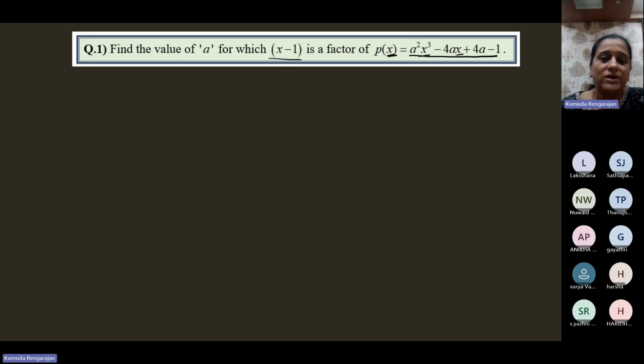What else is given? x minus 1 is a factor of this cubic polynomial. With this information, we need to find the value of a. We can see a here, a here, a here. So we are given a cubic polynomial, one of whose factors is x minus 1. We know a cubic polynomial can have a maximum of 3 factors. One of the 3 factors is given to you, and with the help of this, you need to find the value of a.